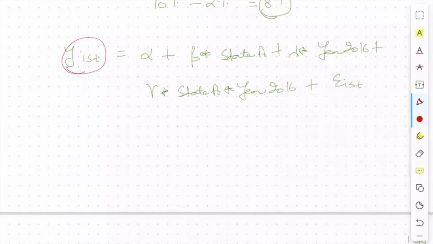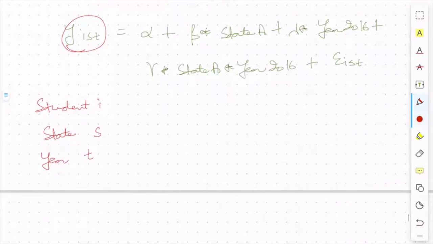Y_ist is the outcome variable, or in this specific example, the test scores of student i in state s in the year t. Okay. Alpha is the constant, beta is the coefficient for the state A dummy. And what is the state A dummy? State A dummy is the variable which takes value 1 for all the state A observations and 0 for all state B observations. So if you don't know, this is how dummy variables work. So for example, if you have a dummy for males, it takes the value 1 for all the males and 0 for females.